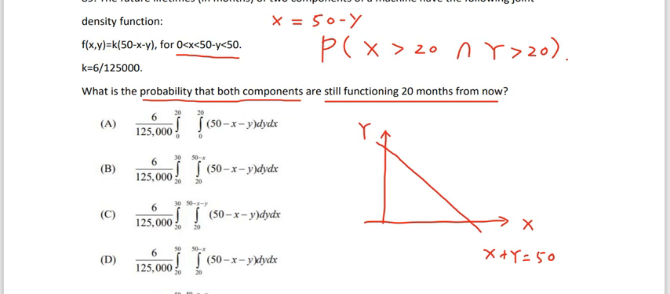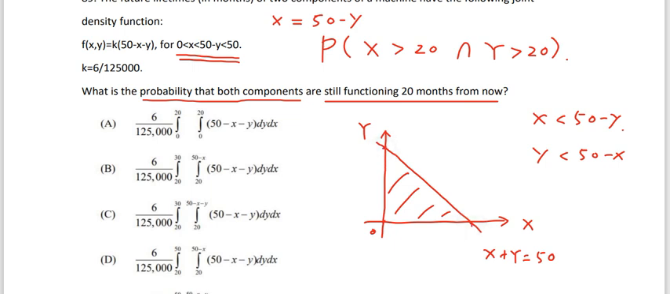Okay, so this range is X less than 50 minus Y. So what is this part? Okay, so we just change this to Y less than 50 minus X. So here Y equals 50 minus X. So less than, so this part, right? There's a part. Okay, so here is 0, here 50.